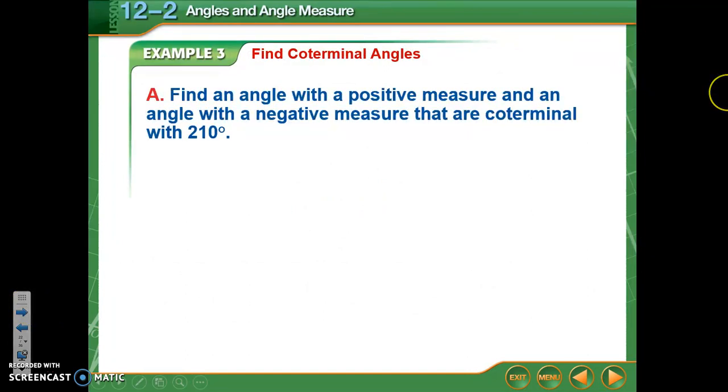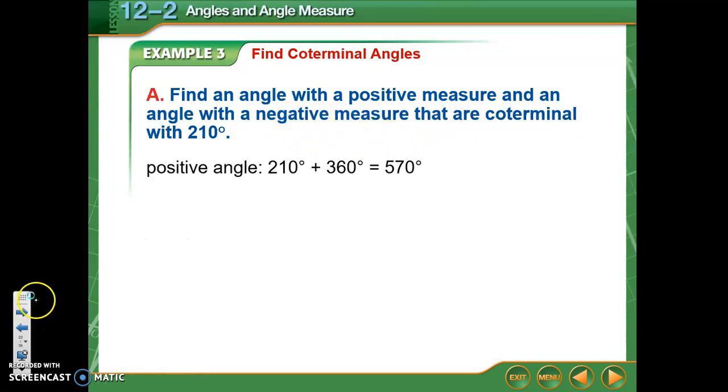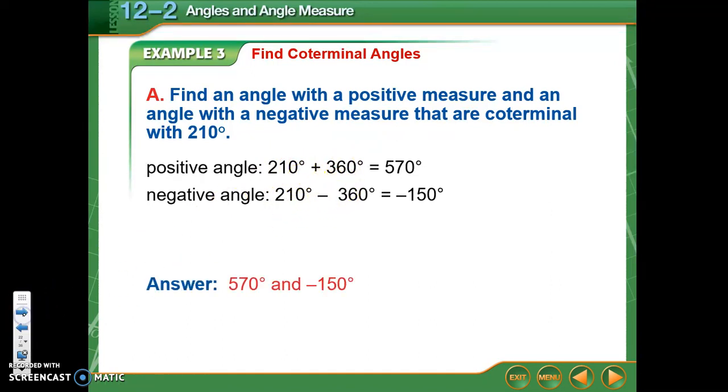So here we're going to find an angle with a positive measure and an angle with a negative measure that are coterminal with a 210-degree angle. So to get my positive angle, I'll just add 360 degrees to that. I'll add an extra circle. To go in my negative direction, I subtract 360 degrees. So that would give me 570 degrees and negative 150 degrees. Let's draw that and see what it would look like.